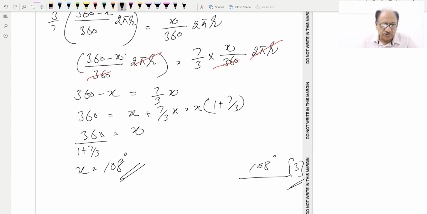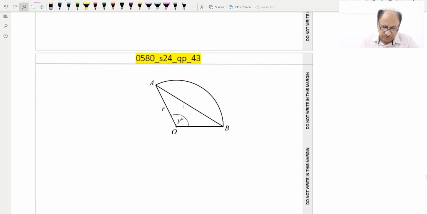Hopefully you understood this. Now for the second part, which is the b part over here, which we can solve. The diagram is not to scale, and they're saying the diagram shows a sector OAB. This is the sector of the circle with center O, and radius is R. The area of this triangle, by the condition of the question, is half of the area of the sector.